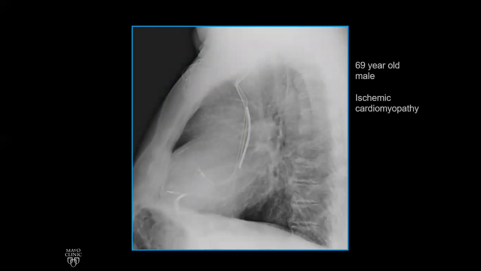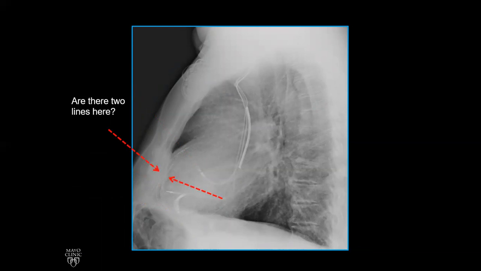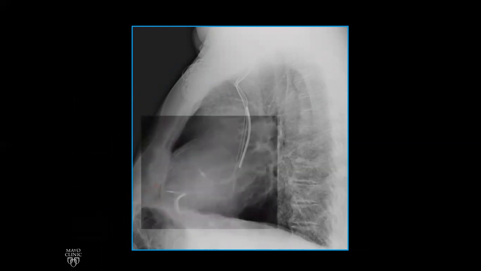Different patient, 69-year-old male with ischemic cardiomyopathy. Here's a right atrial lead. Here's right ventricular lead number 1, right ventricular lead number 2. Those are all fine. I'm just going to point them out to you because they're there, and so you don't get confused. That's not going to be the point here. But are there 2 lines here? Can you see that? If we highlight them a little bit, you'll see them better. Is there a dark strip between?